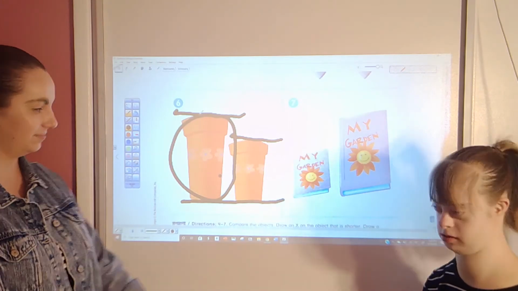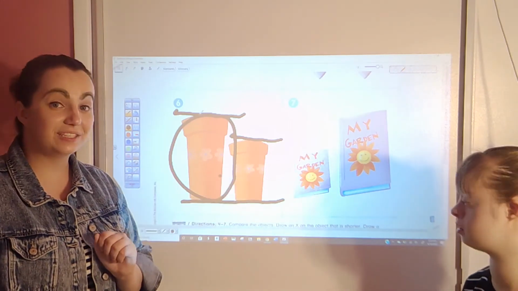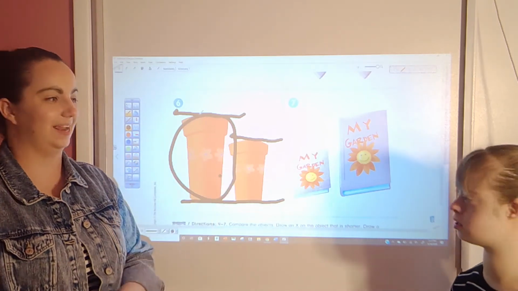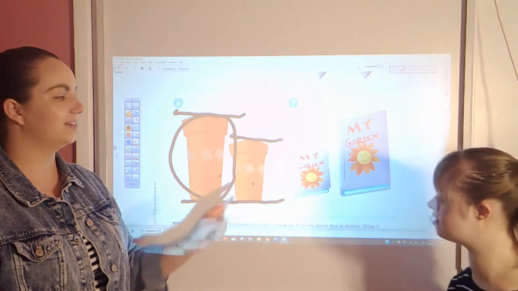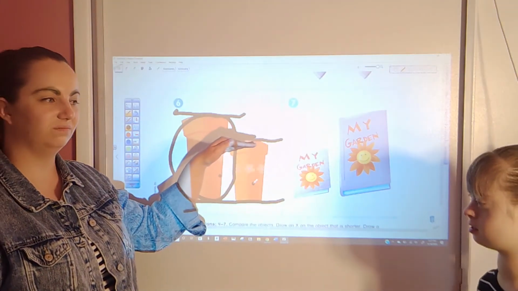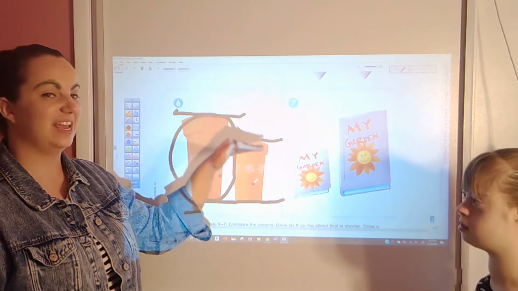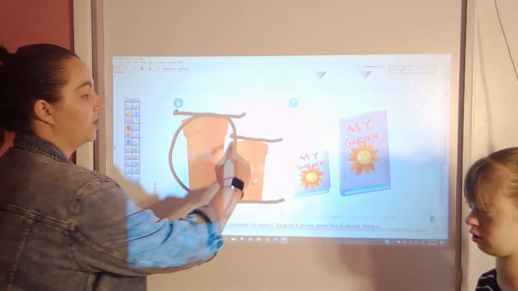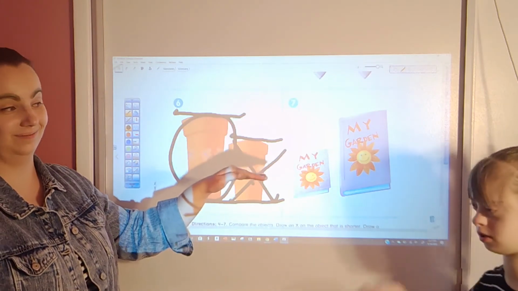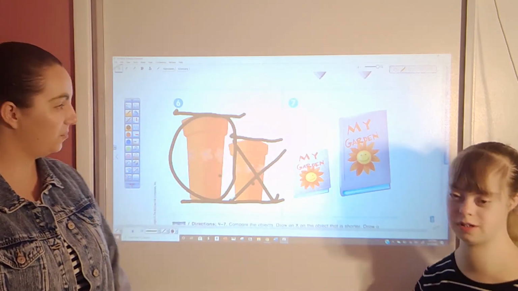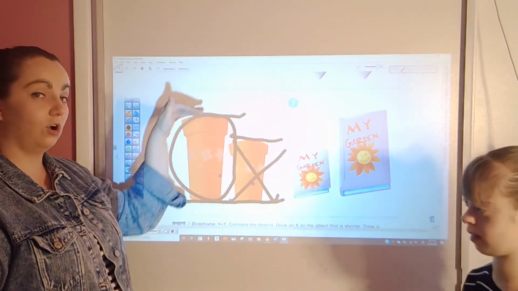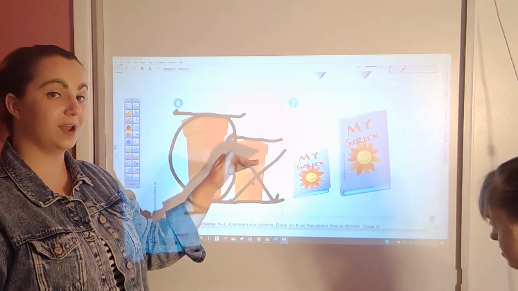Nice. Next, let's look at this flowering pot. If this one's taller, where's the shorter one, Kaylee? Yep, that's the shorter flowering pot. It's only this tall. Not as tall as that one. It's shorter. So we put an X through that flowering pot. Nice job on that problem. We found the flowering pots had different heights. Found the taller one, found the shorter one.